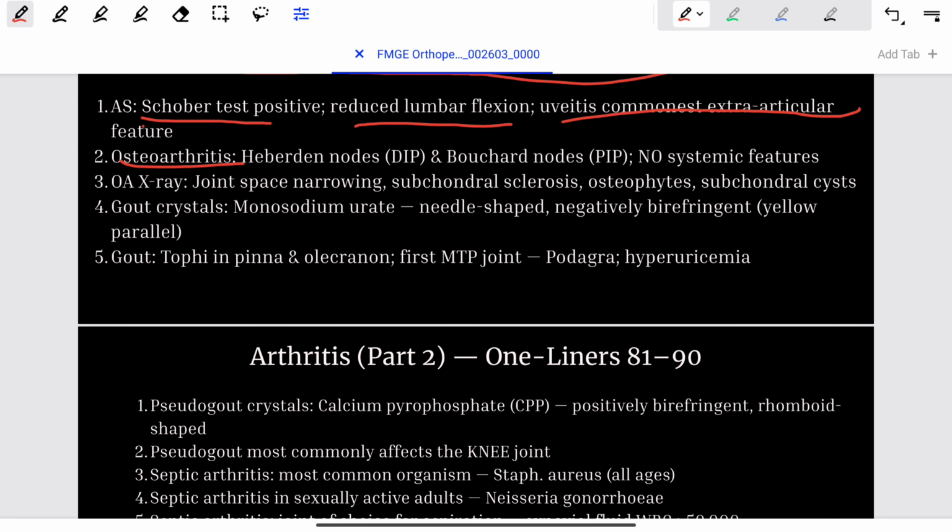Osteoarthritis: Heberden nodes affect DIP joints and Bouchard nodes affect PIP joints. In this, X-ray shows joint space narrowing, osteophytes, subchondral sclerosis, and subchondral cysts.